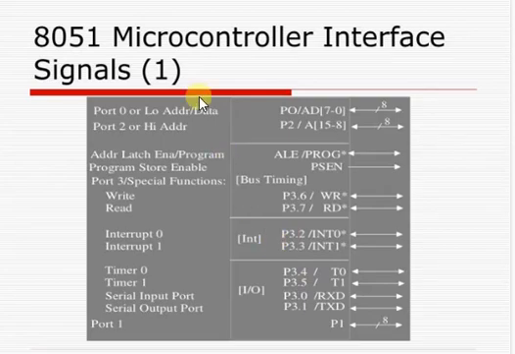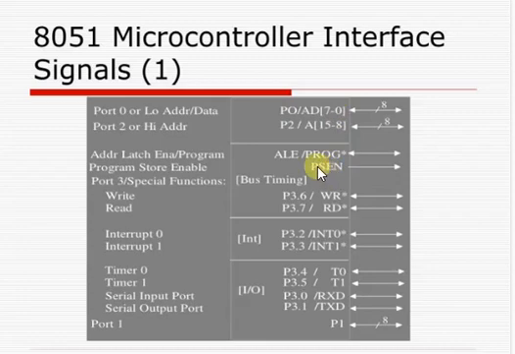Coming to the 8051 microcontroller interface signals, these are the different microcontroller interface signals. Coming to port 0 for address 0 to 7, port 2 for address 8 to 15. Total 0 to 15 are the address, a total of 16 bits, and 0 to 7, that is 8 bits, are the data. Therefore, the 8051 microcontroller is an 8-bit microcontroller. It has 16 address lines and 8 data lines.